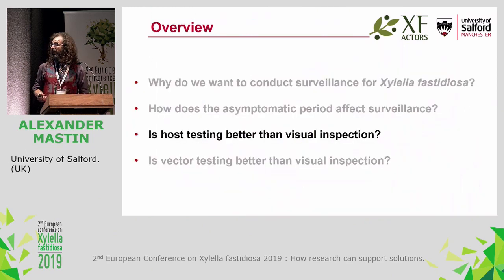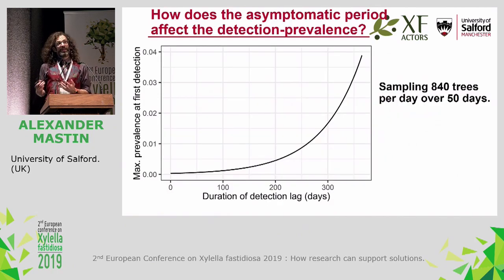So what impact does that have on our surveillance approaches, and what can we do about it? Using our methods again, we can look at the impact of different detection lags on the maximum prevalence at the time we first find infection, as we show here on the y-axis. And for this we're going to fix a sampling rate. I used some of the data from Apulia and estimated the rough sampling rate in the buffer zone there. We found that on average they're sampling around 840 trees per day over a short period.